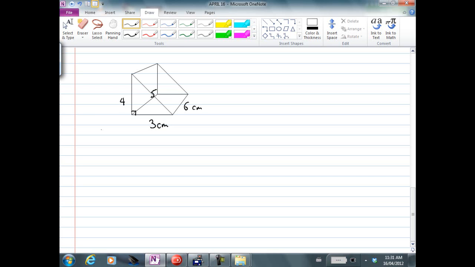Okay. I'm going to teach you the first one. This is called the volume formula. My formula will be slightly different from the textbook. Here's a formula for volume.